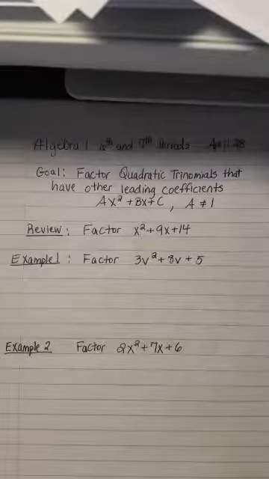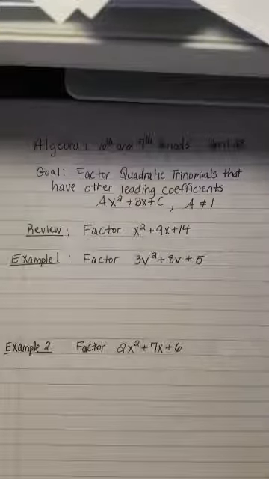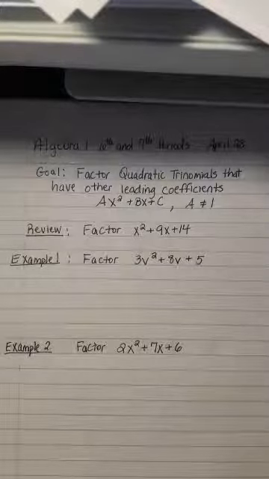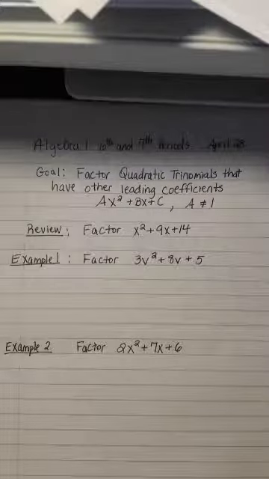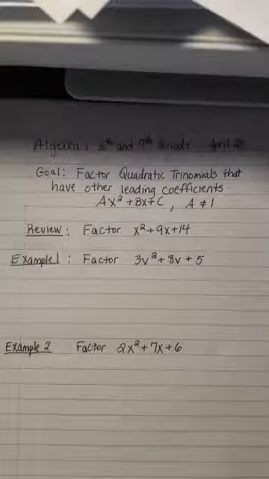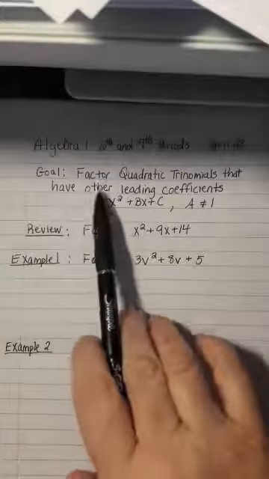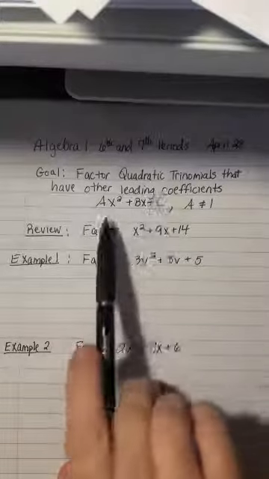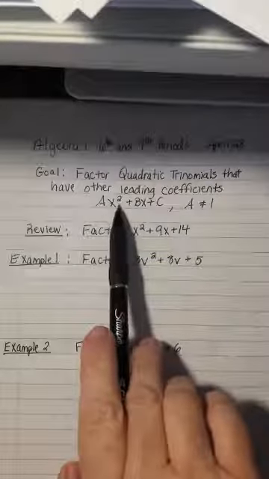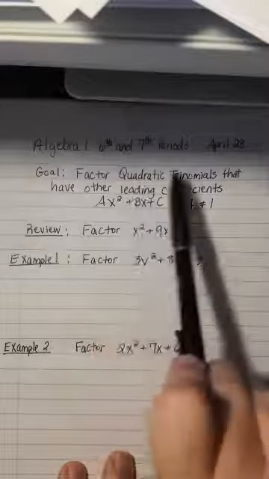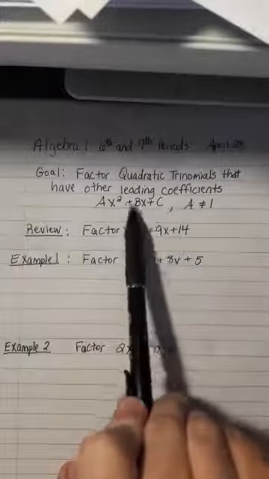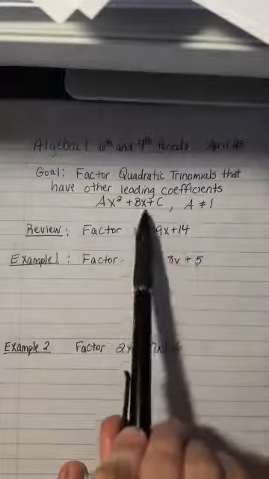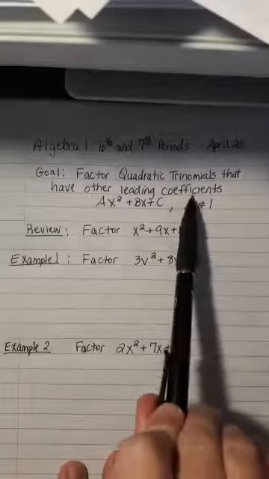Okay, this is Algebra 1 for my 6th and 7th period students. Today is April 28th. Our goal today is to factor quadratic trinomials. Quadratic, remember, just means that you have an exponent of 2 on your first term. Trinomials, 3 terms, just like we were doing before. These have other leading coefficients.